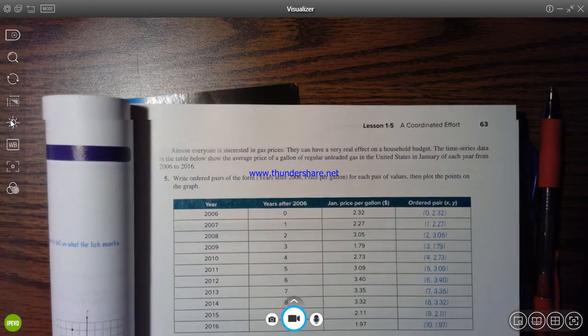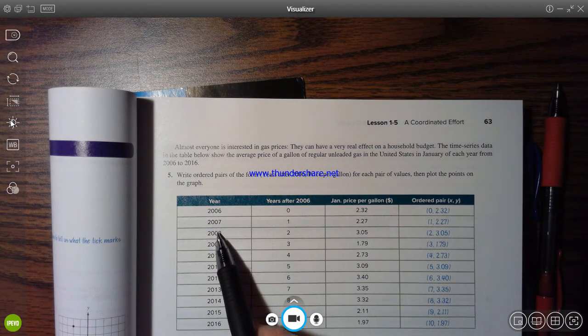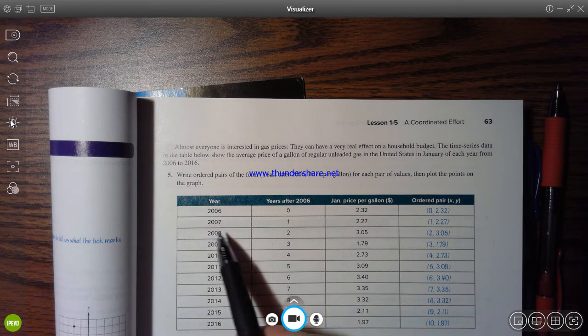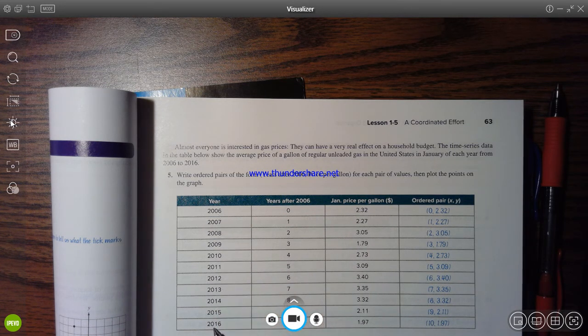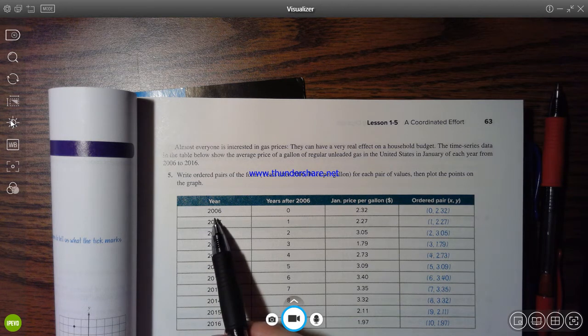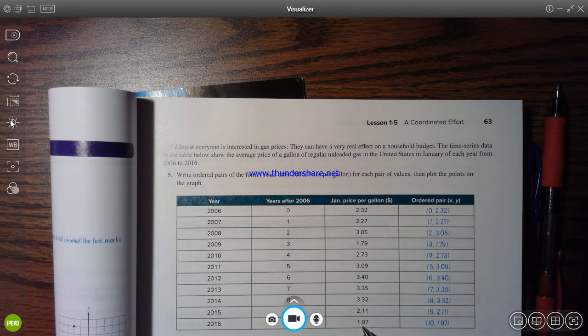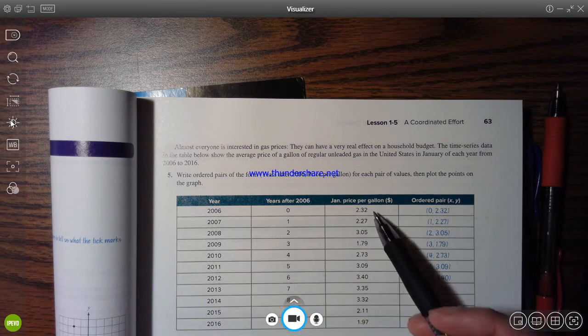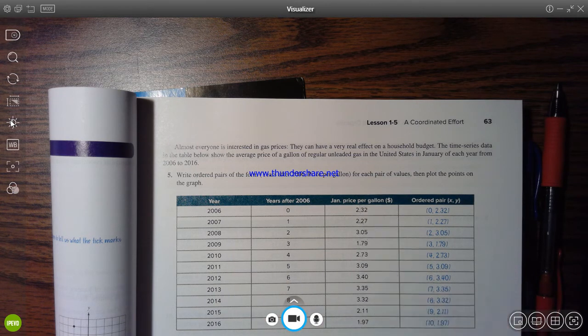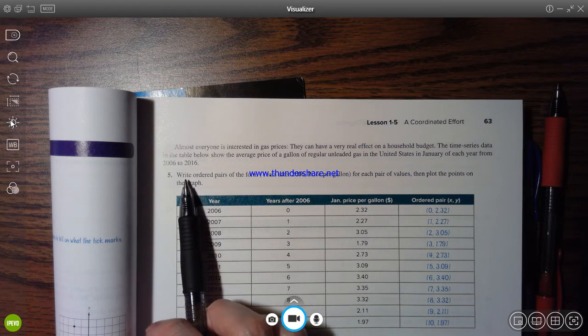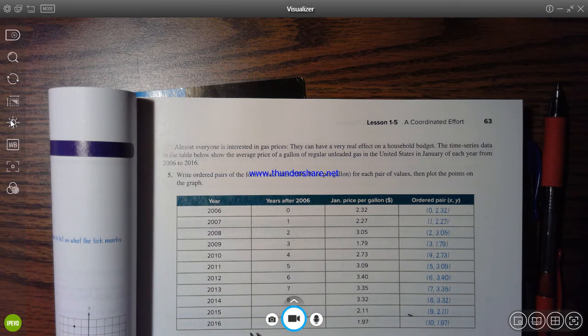So this is the question. This is the data collected on the gas price. It's collecting the gas price from 2006 to 2016, and they say that in 2006 the gas price per gallon is $2.32, and 2016 is $1.97. So this is the numerical data we already collected. And they ask us to write in ordered pair form. So we're gonna open the parentheses, then we're gonna have the x component and the y component. But the thing is this.